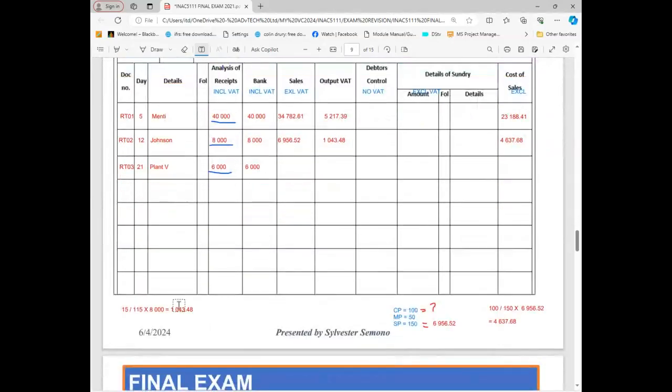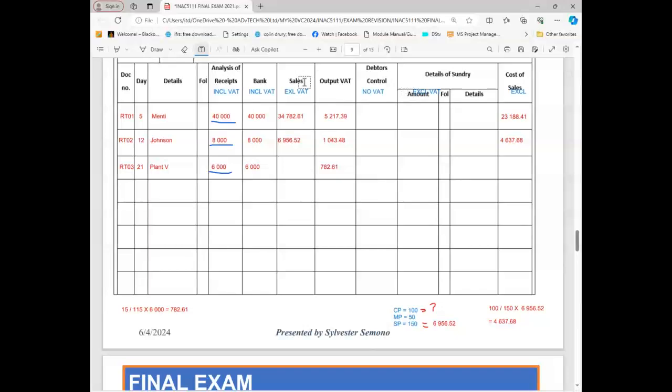So I'm going to say 6,000 multiplied by 15 over 115. Let's see how much is VAT. So the VAT is 782.61. So I'm going to go and put it under VAT. Can you see now? Under VAT.